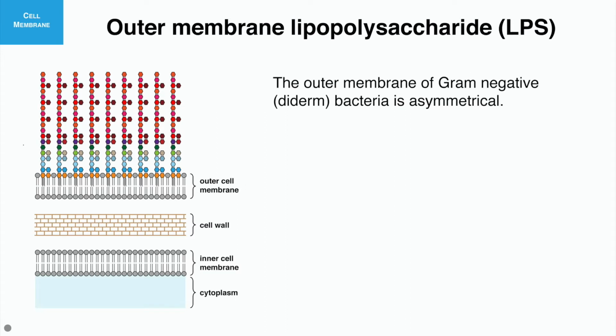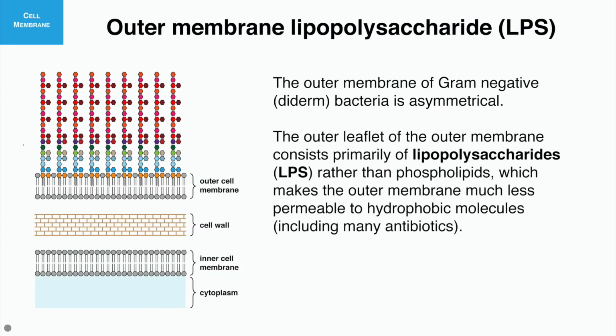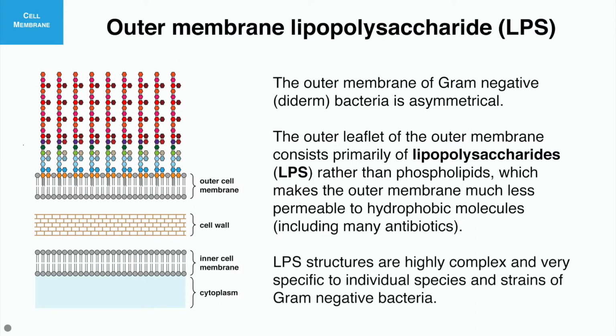The outer membrane of gram-negative bacteria is asymmetrical. The outer leaflet of the outer membrane consists primarily of lipopolysaccharides rather than phospholipids, which makes the outer membrane much less permeable to hydrophobic molecules, including many antibiotics. Lipopolysaccharide structures are highly complex and very specific to individual species and strains of gram-negative bacteria.